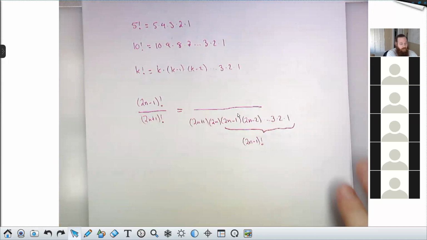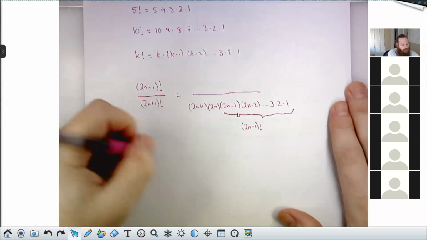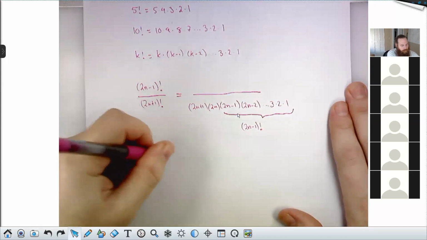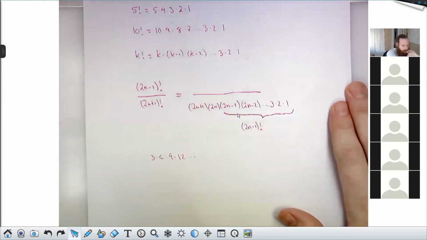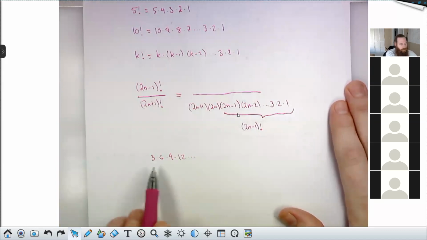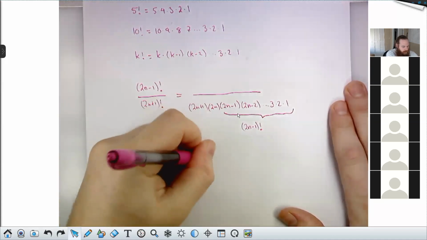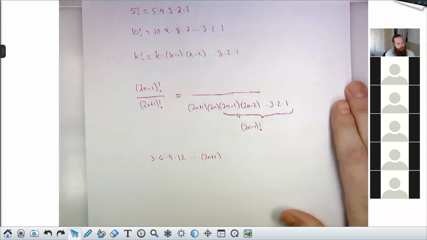But you should practice with it. There are also some strange, not quite factorial things that you can run into, like 3 times 6 times 9 times 12, and so on. These are not factorials because you're not going up or down by 1 every time. I could say I'm going to end here at 2n plus 1. Okay.